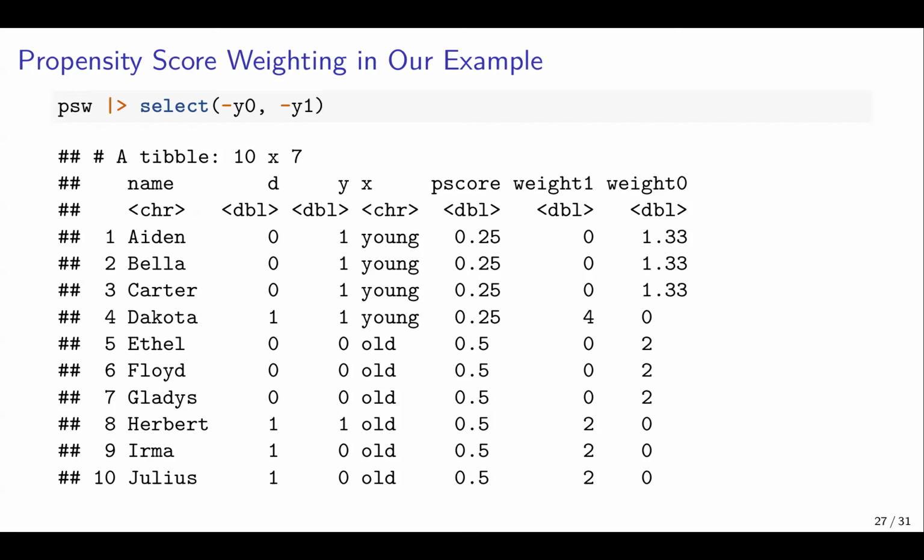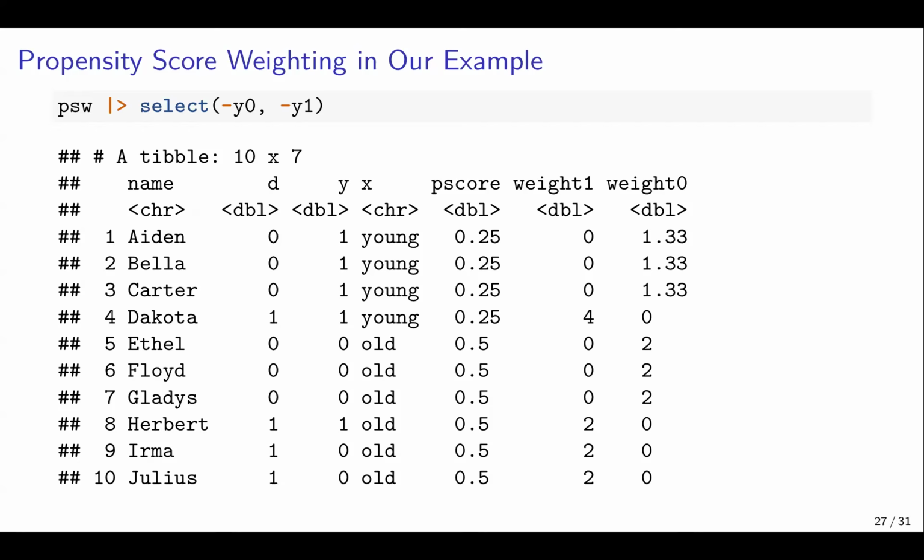So we need to give Dakota extra weight. And what our propensity score weighting says to do is actually to give Dakota a weight of 4. Now, if you think about that, that actually makes perfect sense. If Dakota is the only young person who got the drug, then she's got to somehow stand in for all of the young people. So the weight 1 among the young is actually summing up to the number of young people, 4.